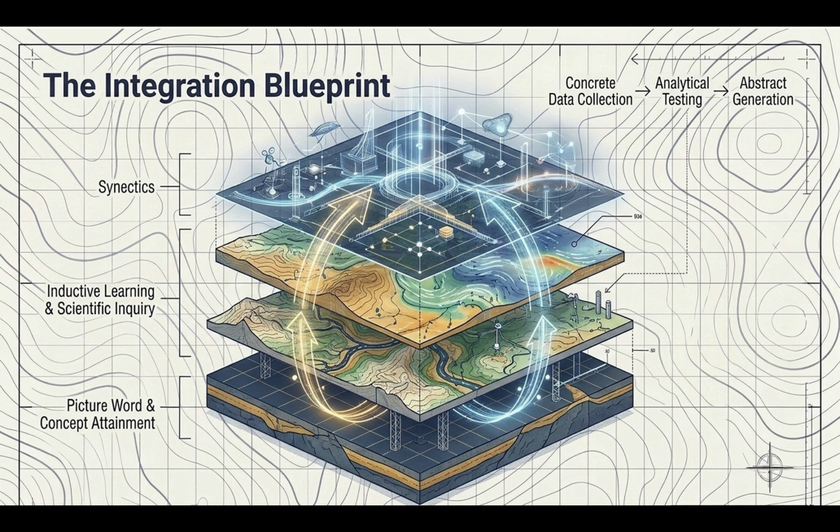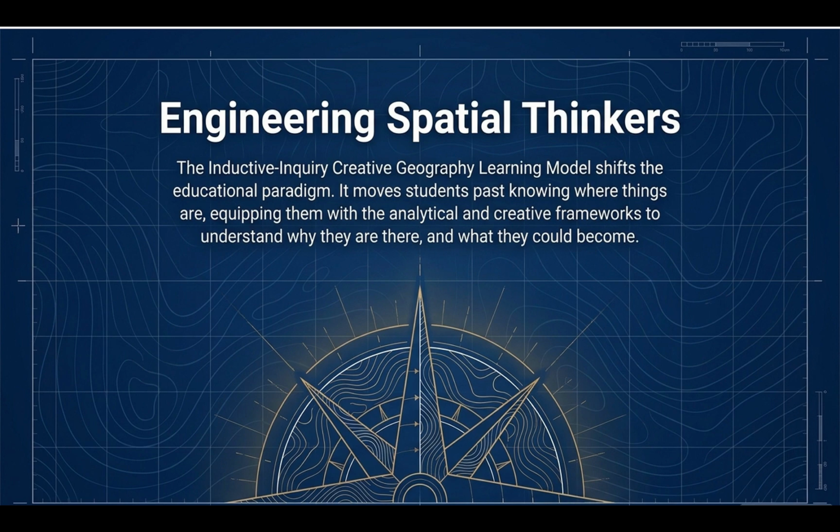Finally, students move toward abstract generation. Through synectics, they transform their scientific understandings into analogies, innovative ideas, and possible solutions. The model therefore progresses from the concrete to the analytical and then to the creative. All five models are connected rather than implemented as separate classroom activities. This integrated process ultimately aims to develop students as spatial thinkers.